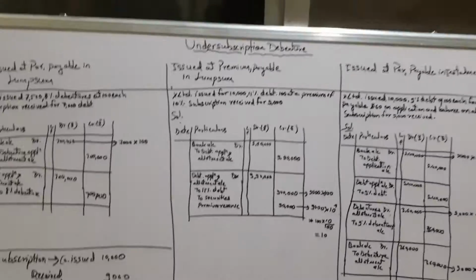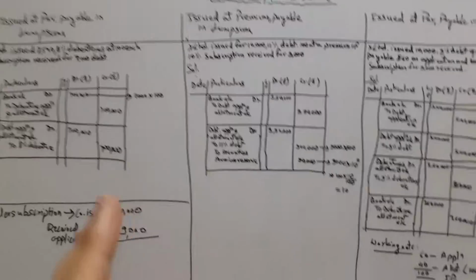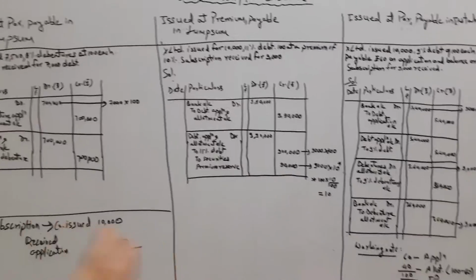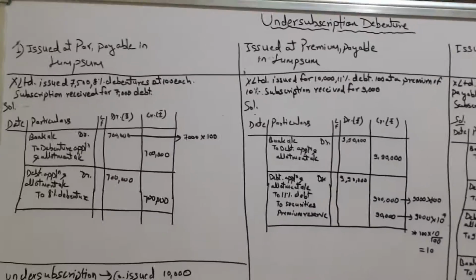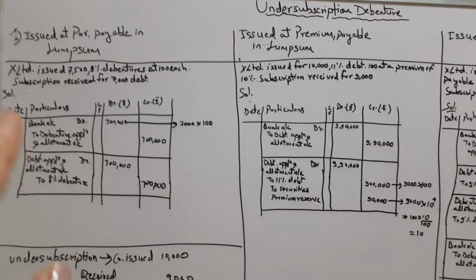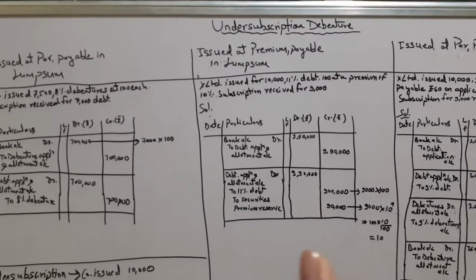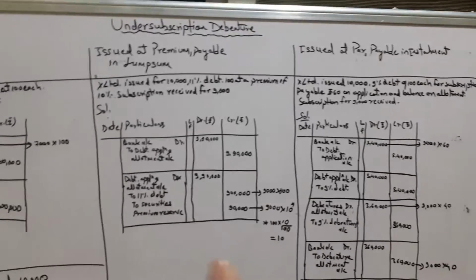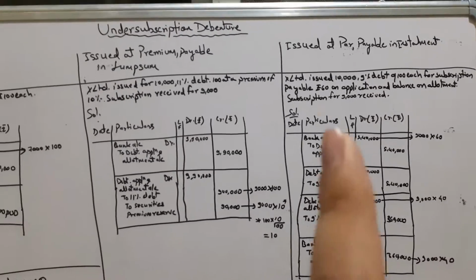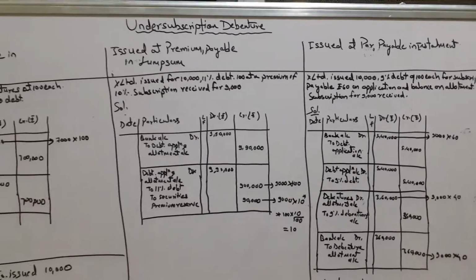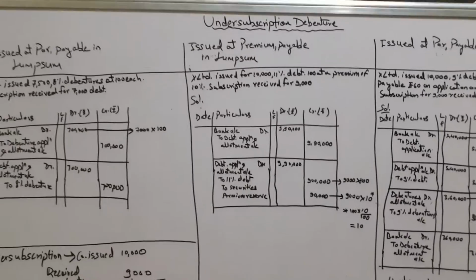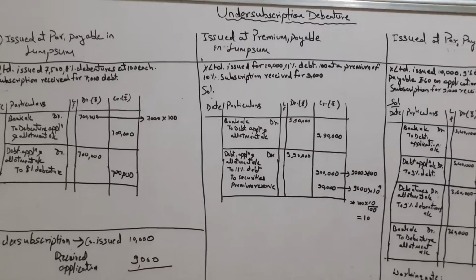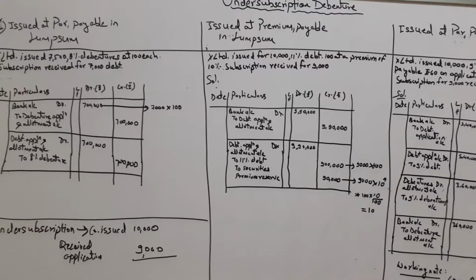I have pointed out three cases here. I have divided this board into three columns. From the very left, you can see issued at par, payable in lump sum. In the middle, issued at premium, payable in lump sum. And on the right, issued at par, payable in installment. As you know by now, payment can be made at the discretion of the company.